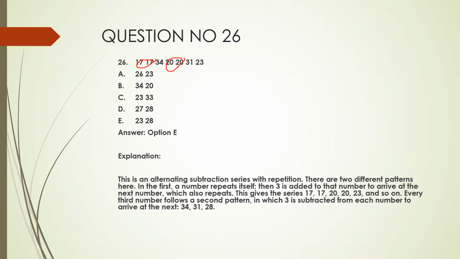17, 17 plus 3, you got 20, 20 plus 3, you got 23, and the next letter will be 23 again. Okay, so 23, and the next pattern is between these two numbers. 34 became 31, so 3 is deducted, and the next letter we'll get by deducting 3 from 31, that will be 28. So you got the two numbers 23 and 28. Option E.